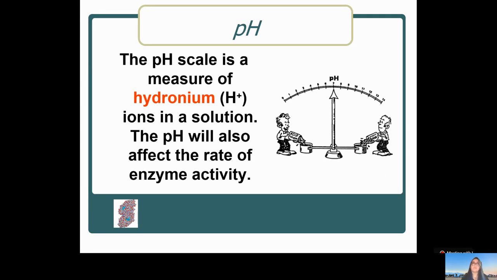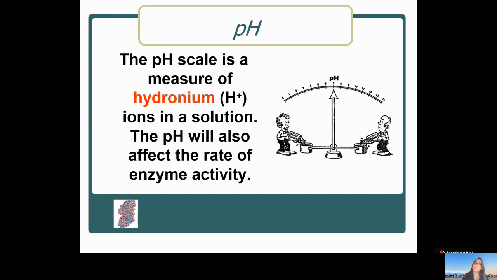Your pH is also very important. Well, not yours specifically, but the pH of the reaction. We use something called hydronium ions, and that's just H+. That is going to be helping determine the pH of the solution. So whenever you see those little strips of paper or any kind of measurement for pH, that's what is being used normally. And the pH does alter the enzyme activity.